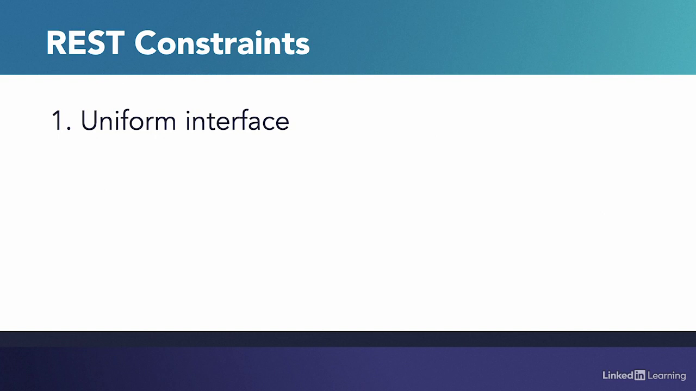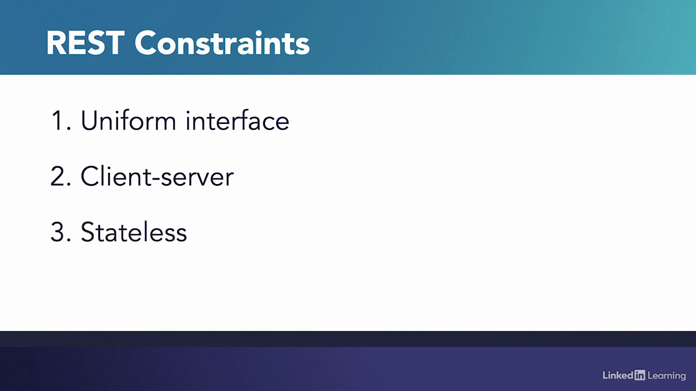Next up is client-server. Client-server means client-server architecture, with the client and the server being independent from each other. A client may evolve, a server may evolve, but that should not render the API useless. That is something that can be ensured by having a contract between client and server, and that contract is adhered to. Also, that's the third item, the API should be stateless.